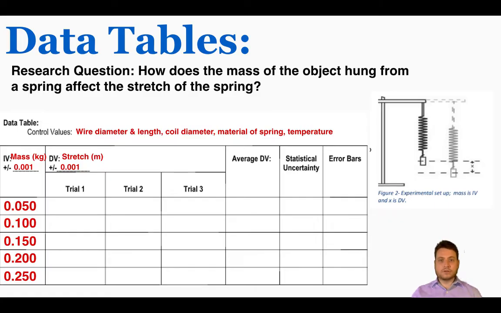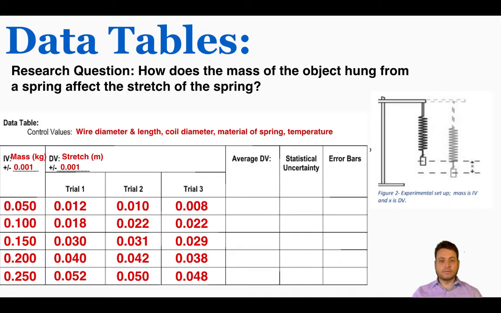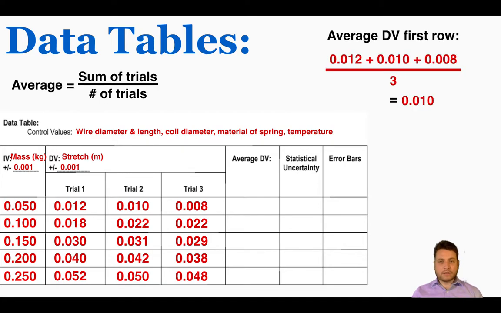And in most labs that we do, you're going to take 3 trials of the dV for every IV value that you're measuring. So I'm going to fill those in as well. I'm going to imagine that this is the pattern that shows up. The next step after filling this out is to find the average dV for each row, which is really the average dV for every IV value. And the average dV means the literal mathematical average.